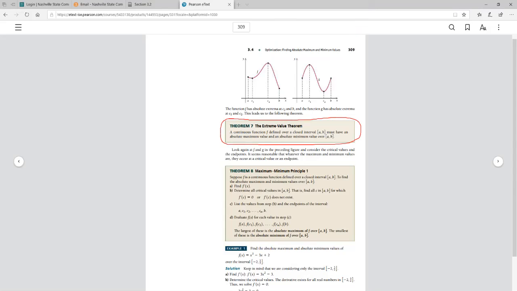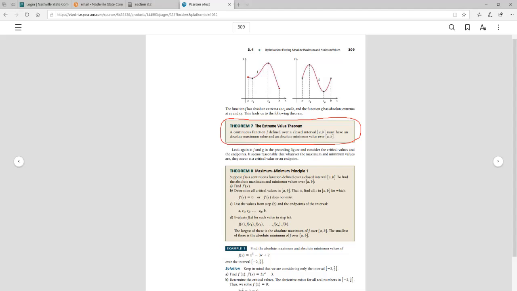If you have a closed interval, now let's look at the graphs above. These intervals are closed because the endpoints are filled in dots, right? They actually close when x is equal to a and when x is equal to b. That applies to both graphs.